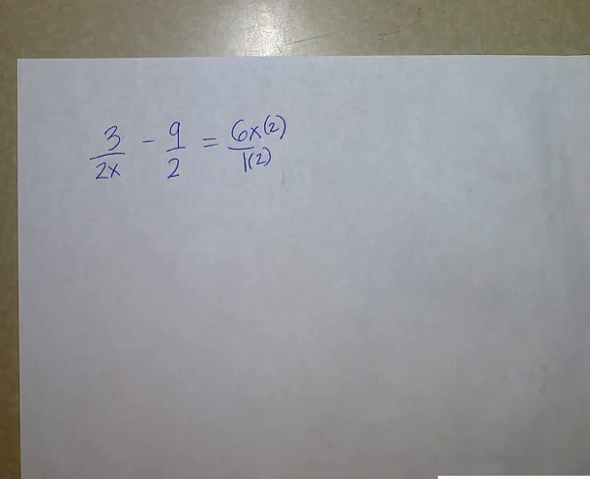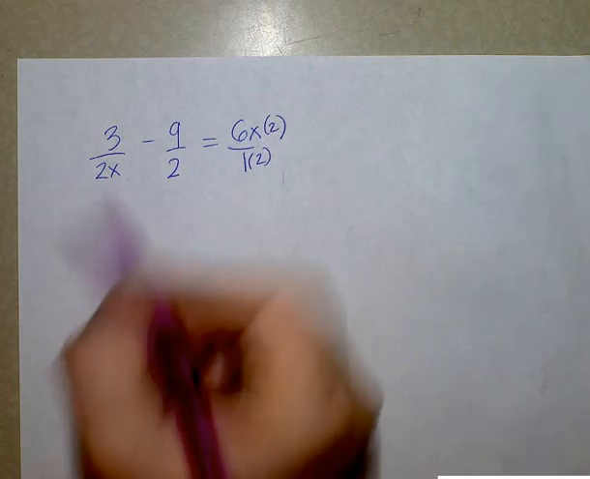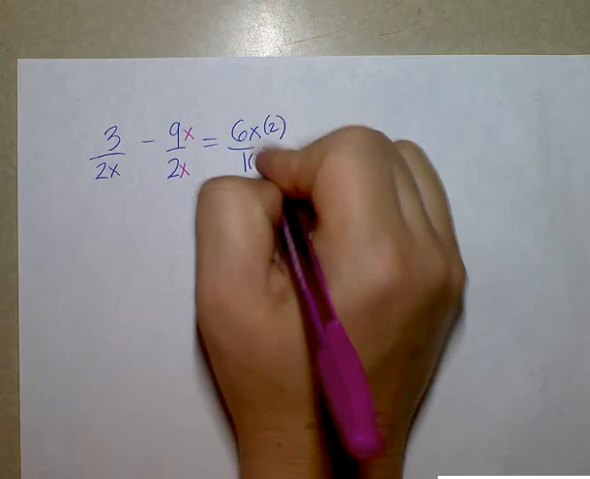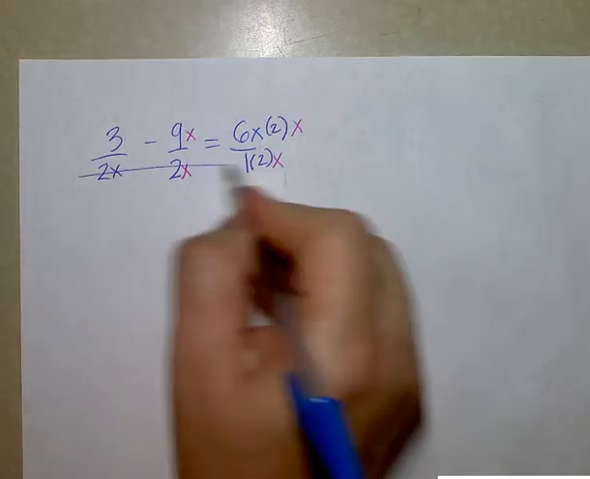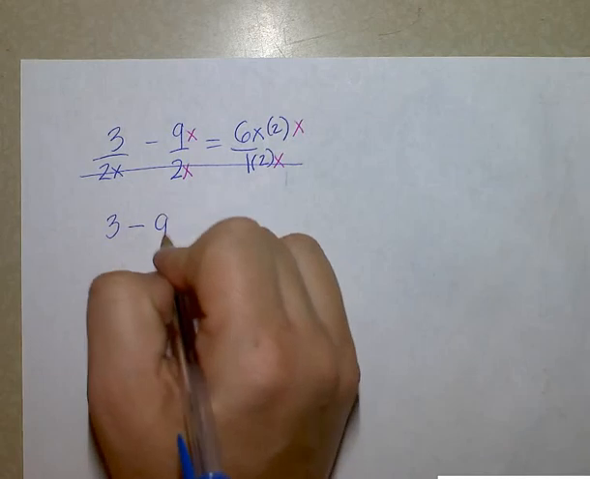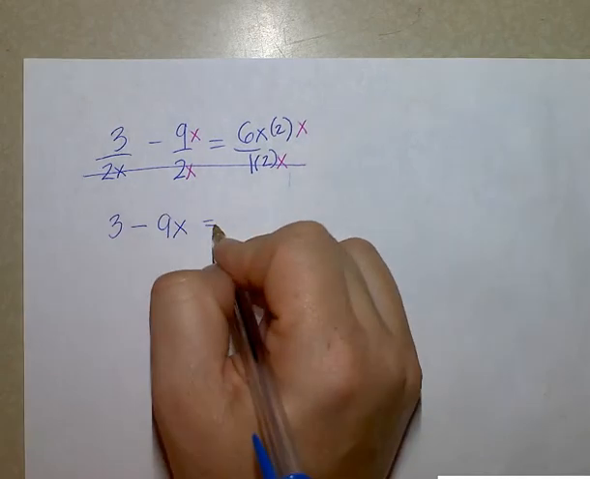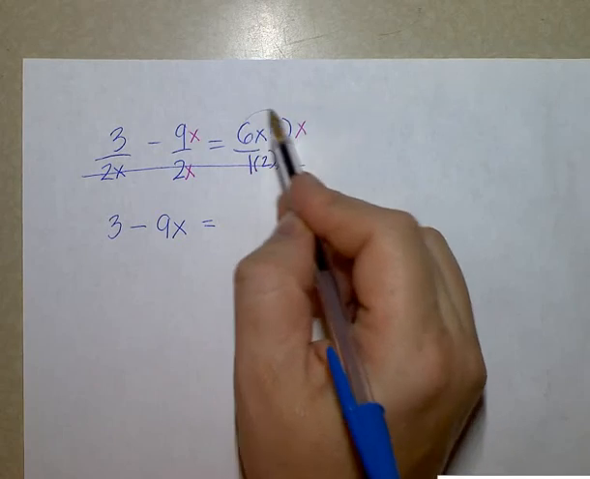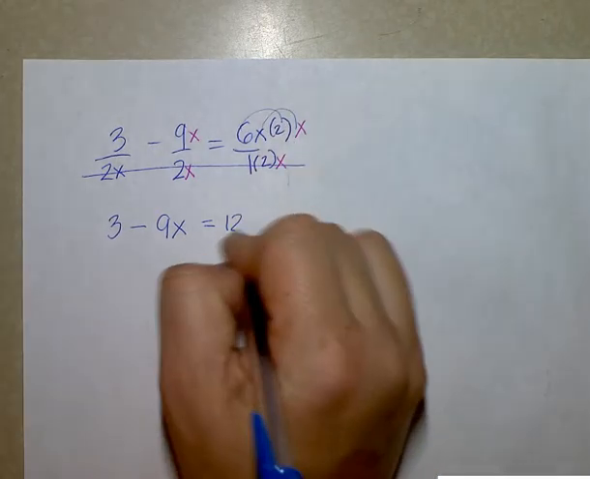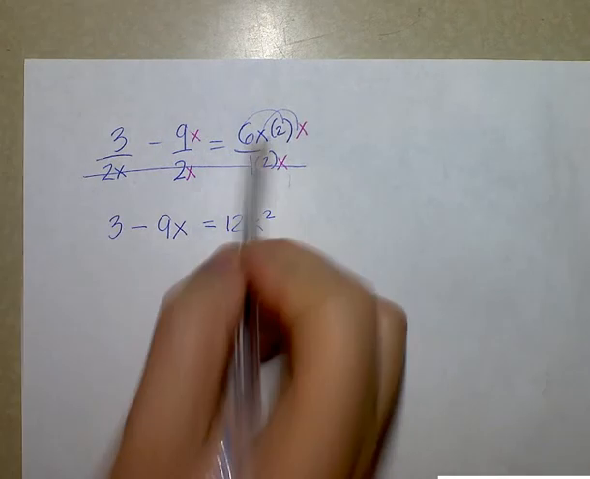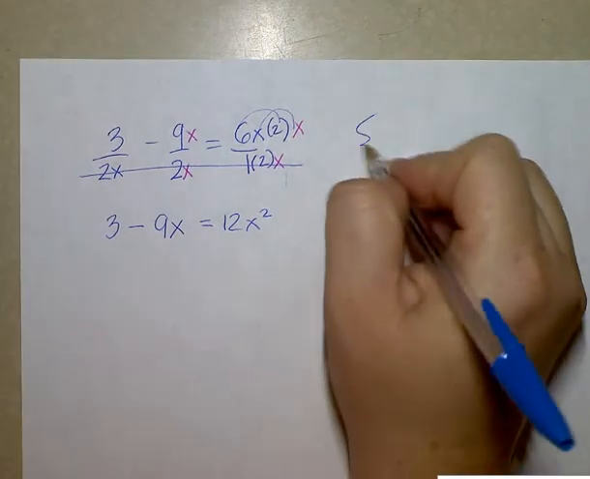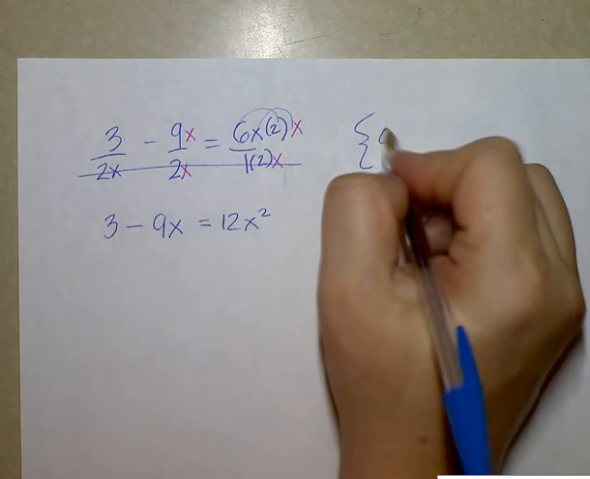Now they all have 2's, but they also need to all contain an x in the denominator. Whatever you do to the bottom, you must also do to the top. Once the denominators are all the same, we're going to cancel. 3 subtract 9x equals, now this is a little trickier, 12x squared. Remember, our goal is to solve for x, to find out what is the x value we could substitute in to have the left side equal the right side. Going back to the original problem, I know that the excluded value is 0 because 0 times 2 is 0.